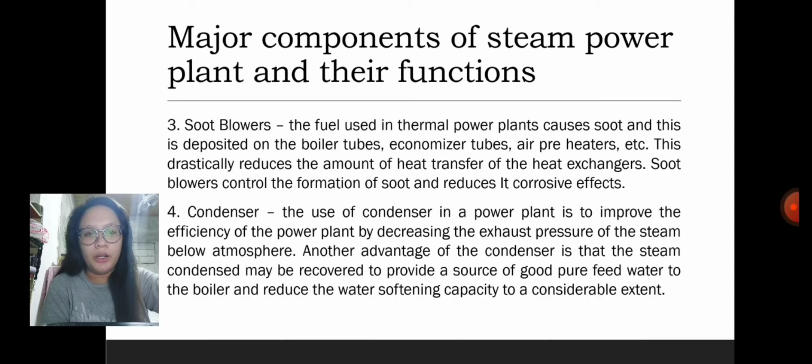Number 4. Condenser. The use of a condenser in a power plant is to improve the efficiency of the power plant by decreasing the exhaust pressure of the steam below atmosphere. Another advantage of the condenser is that the condensed steam may be recovered to provide a source of good pure feed water to the boiler and reduce the water softening capacity to a considerable extent.